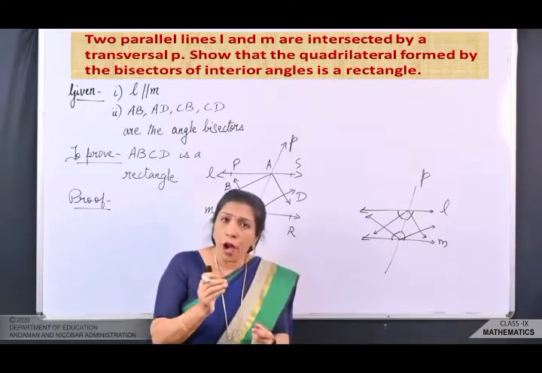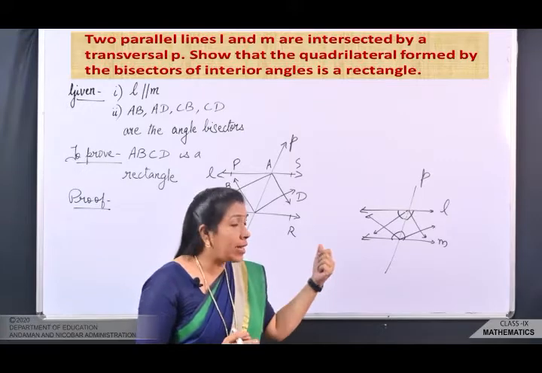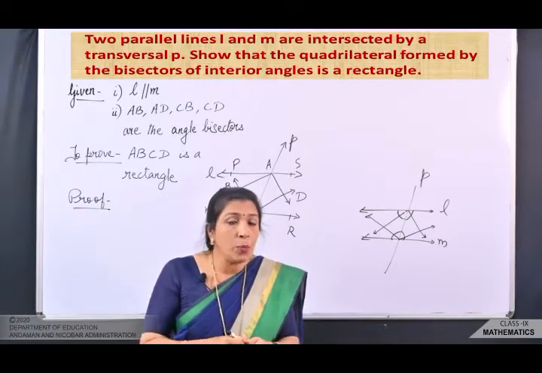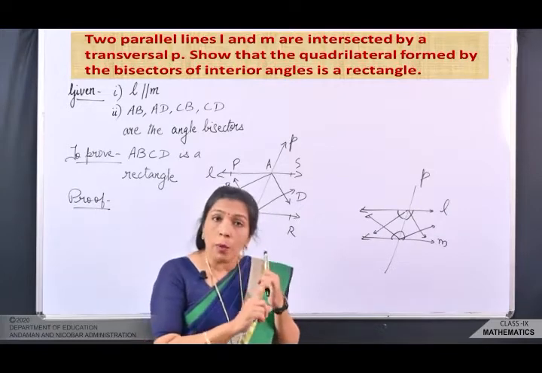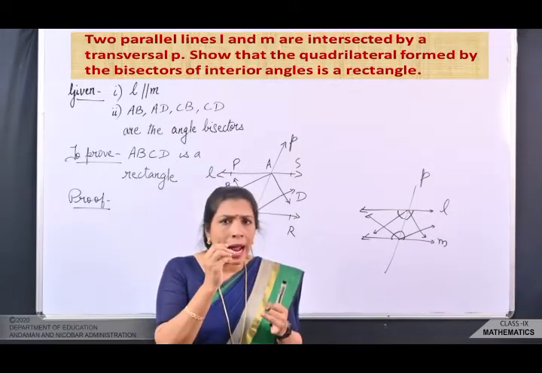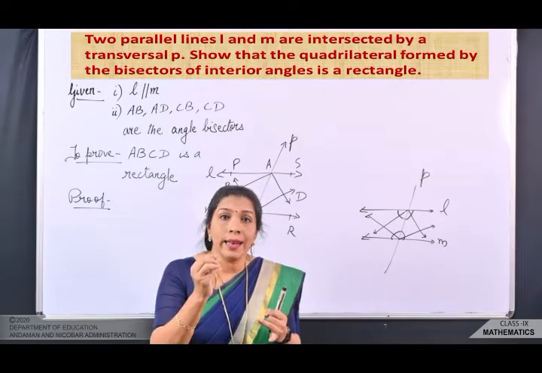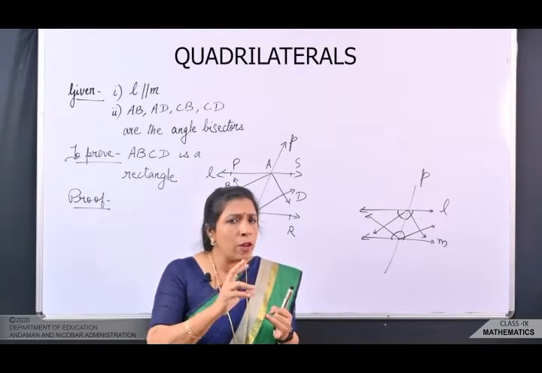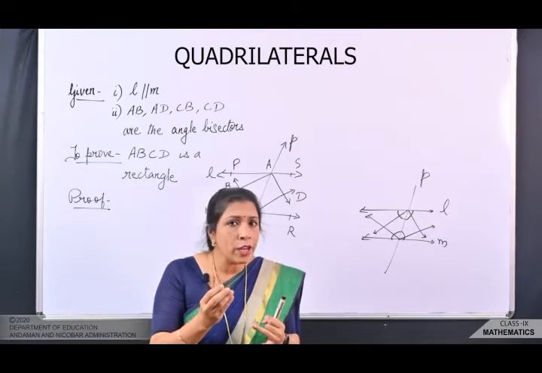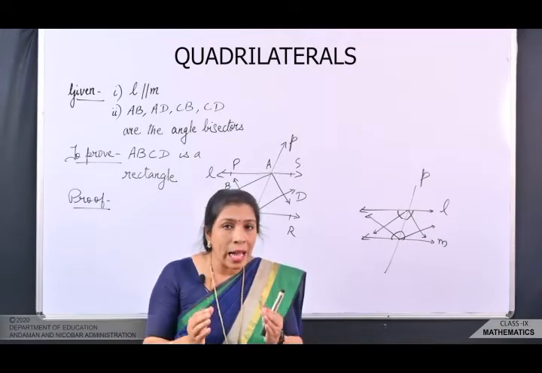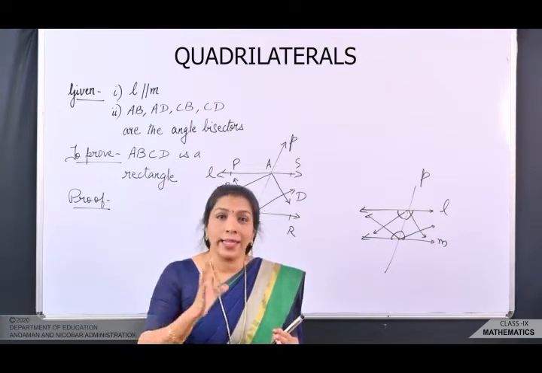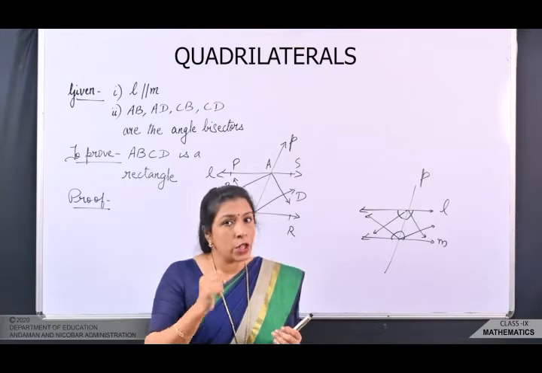So if you have to prove that the given quadrilateral is a rectangle, you have to prove two things. Number one, that it is a parallelogram, and number two, that at least one angle is 90 degrees. Why are we proving these two? Because of the definition of rectangle. What is the definition of rectangle? A rectangle is a parallelogram with one angle 90 degrees. So we have to prove these two things.